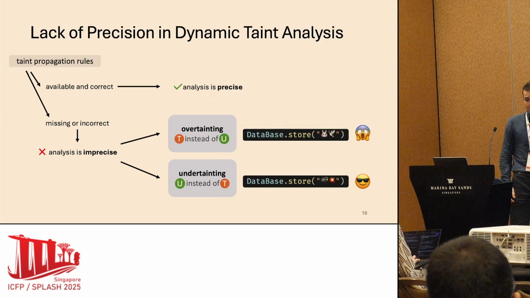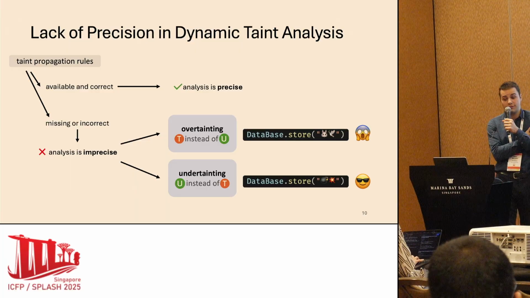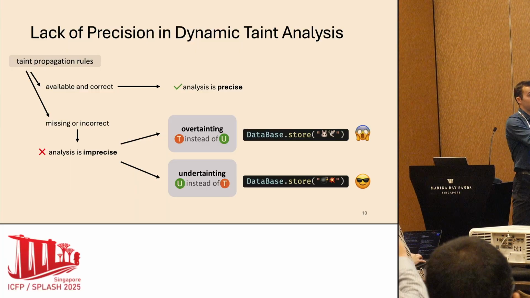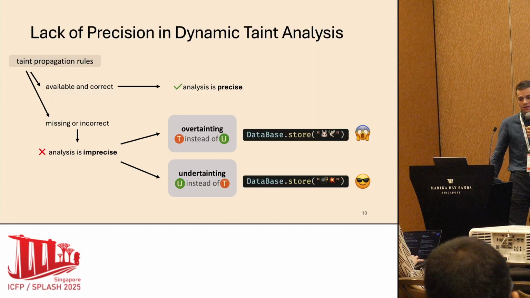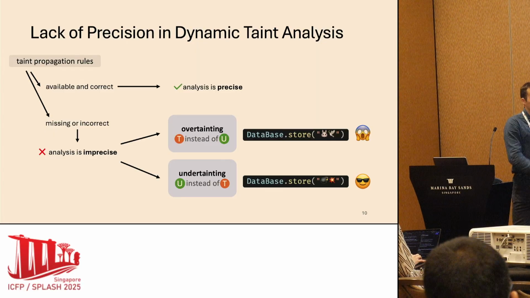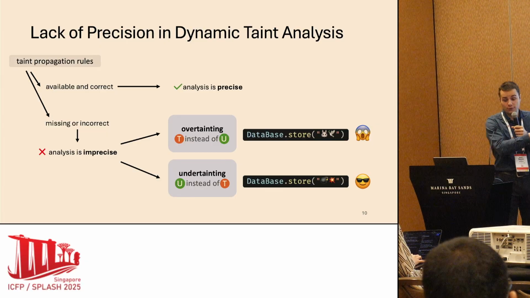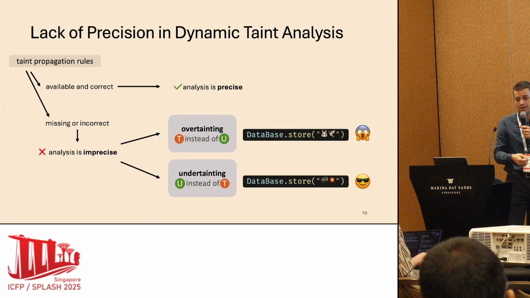In the context of taint analysis, you define your taint propagation rules, and either they are available and correct, for which you can then consider your taint analysis to be precise, but if they are missing or incorrect, the analysis is imprecise. And then you have two cases, one of which is that you overtaint values, that is, you mark a value as tainted, whereas in reality it should have been untainted, for example, passing a safe string to the database, but the analysis panics.